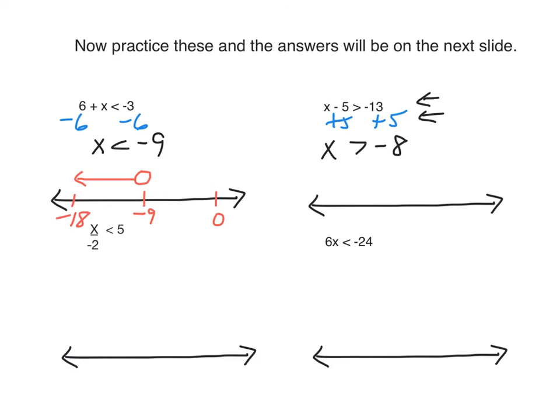Okay, to graph it, negative 8. 0 is over here, negative 16 over here. This will be another hollow circle. The x is on the left side, so that's correct, and it points in that direction.